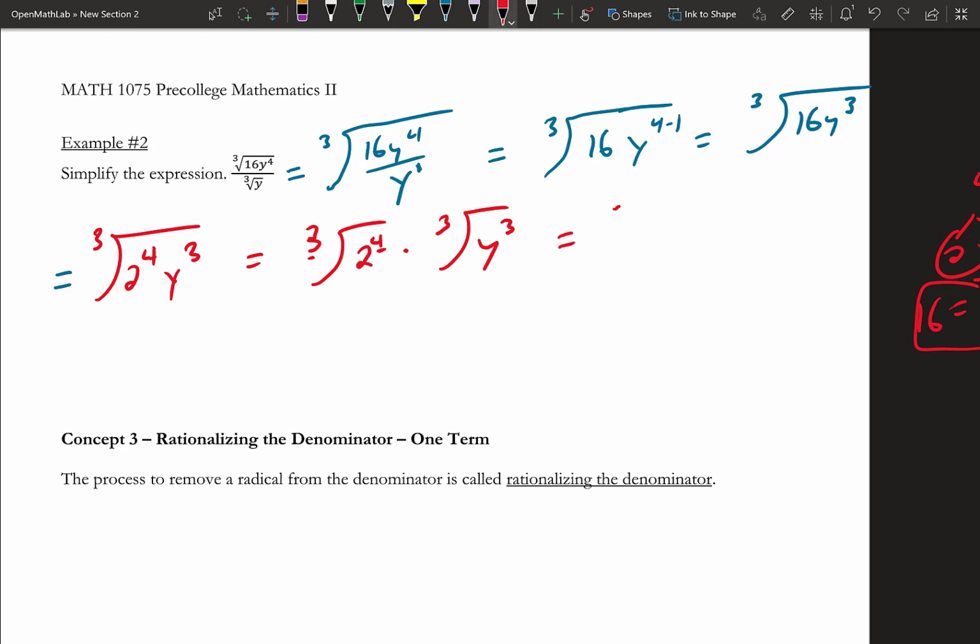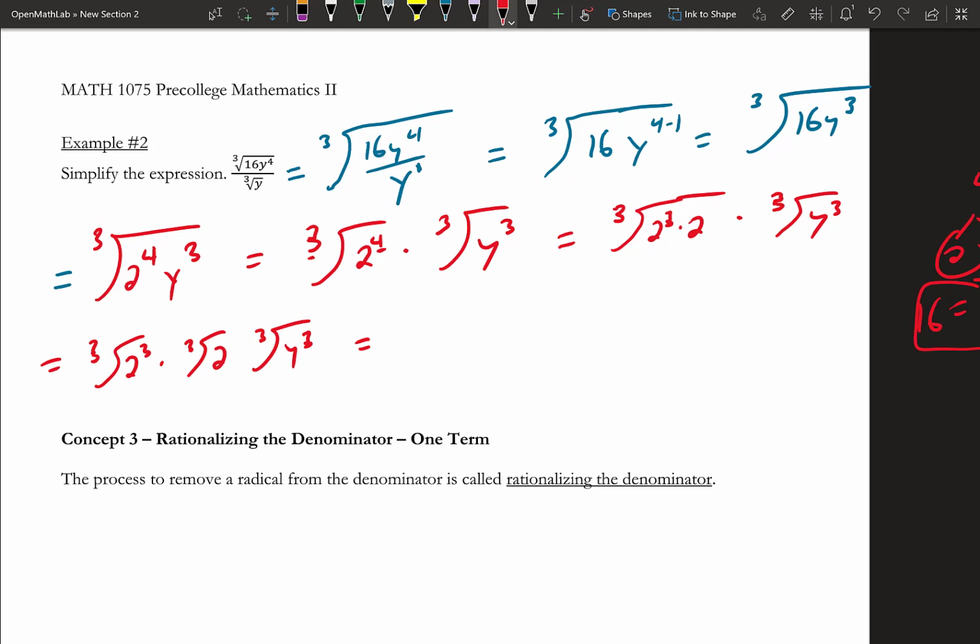So we need to try to pull out some, make it less than that, right? So what we could do is the cubic root of 2 cubed times 2 would be 2 to the 4th, right? And then times the cubic root of y cubed still. And then using that multiplication property again, this would be the cubic root of 2 cubed times the cubic root of 2 times the cubic root of y cubed.